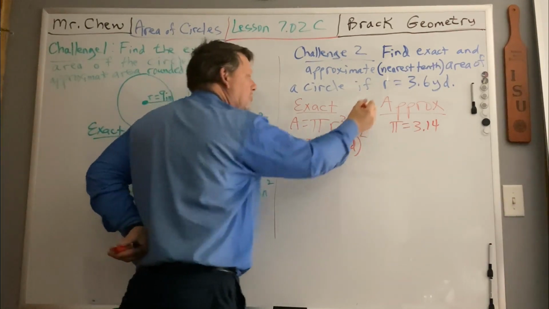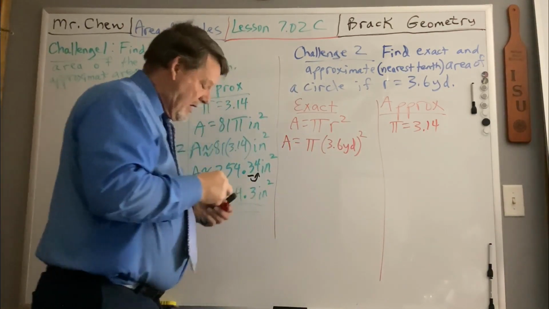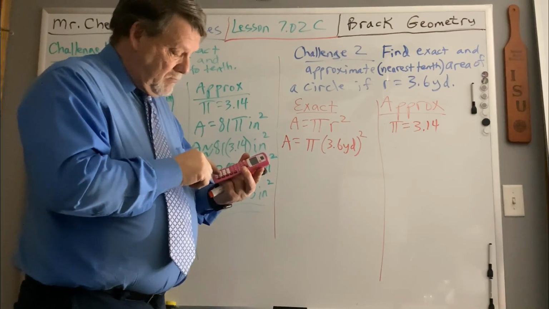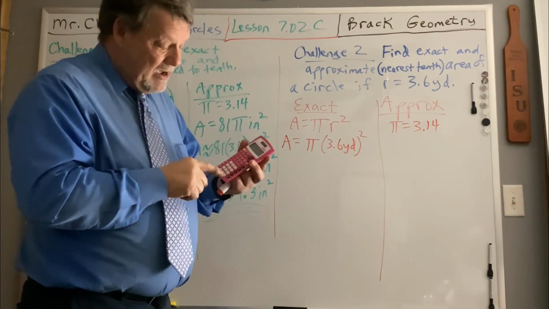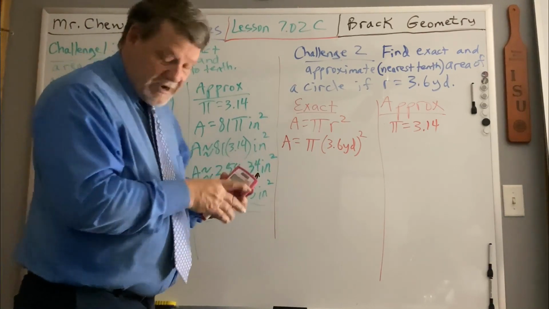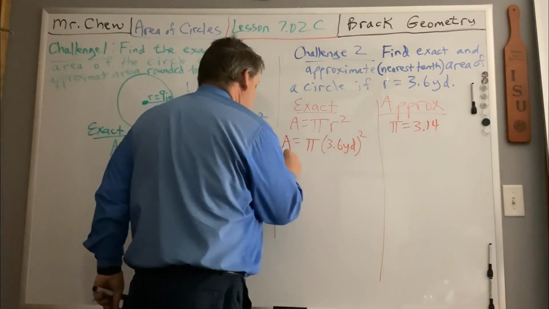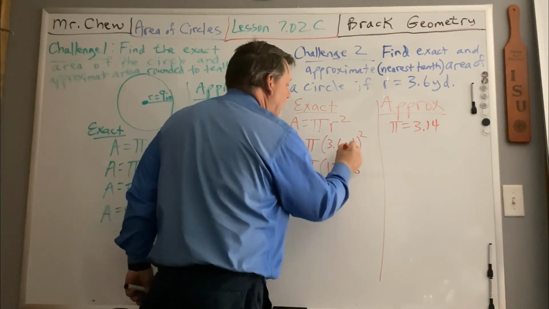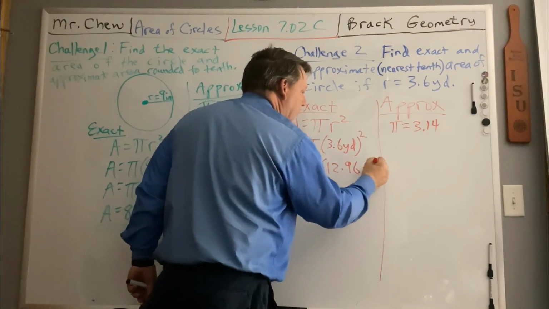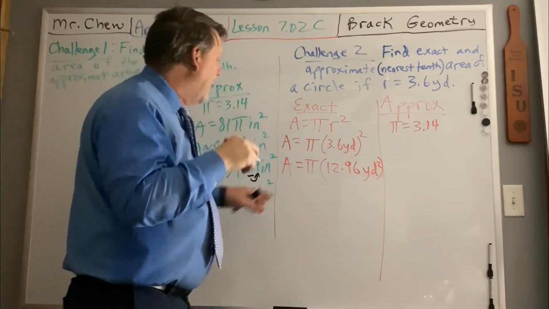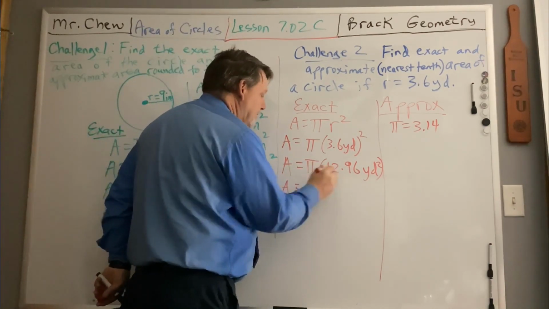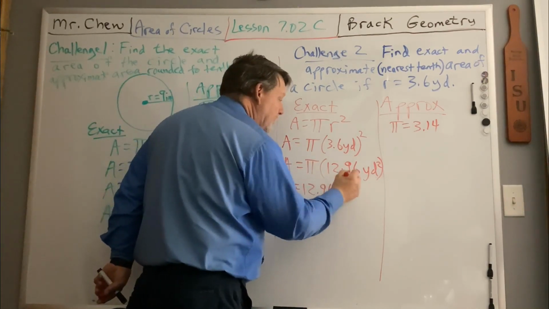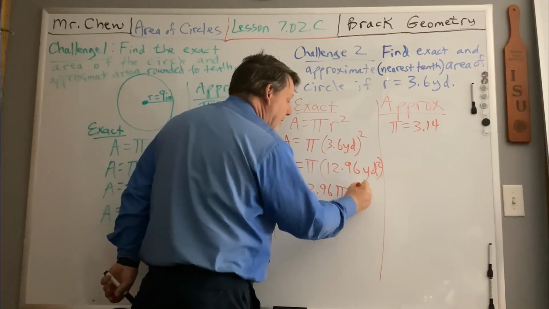That's my substitution property of equality. So now I have to take my calculator because I don't know what 3.6 squared is. So I hit 3.6 x squared on my TI-30X, and I get 12.96. And then yard to the second power is yards squared. All right, now we always write the coefficient first when we're writing in terms of pi, and then the pi symbol, and then the yards squared.